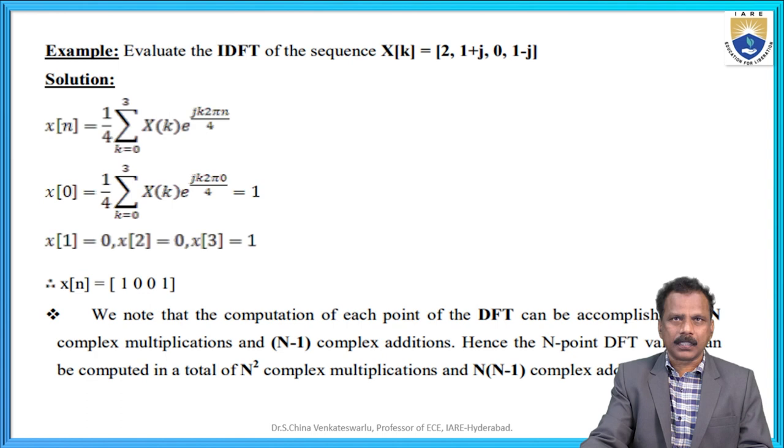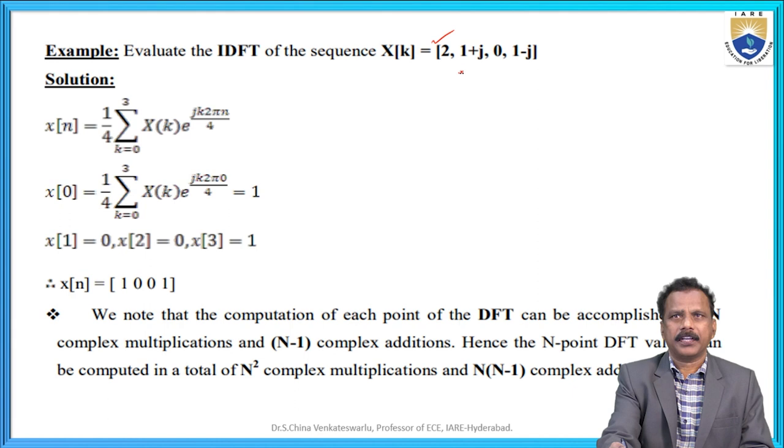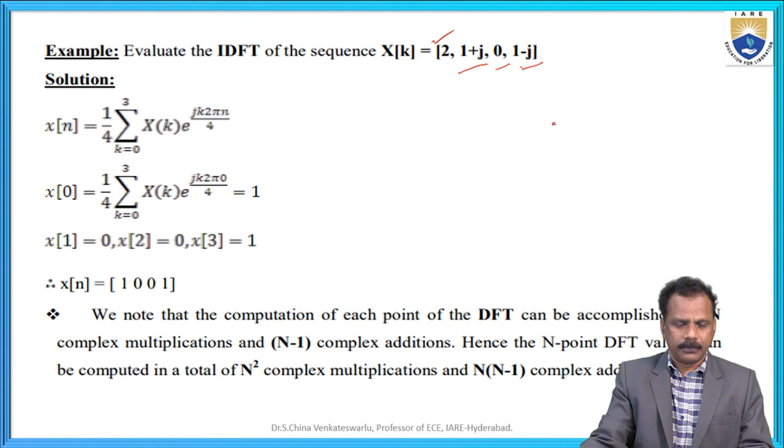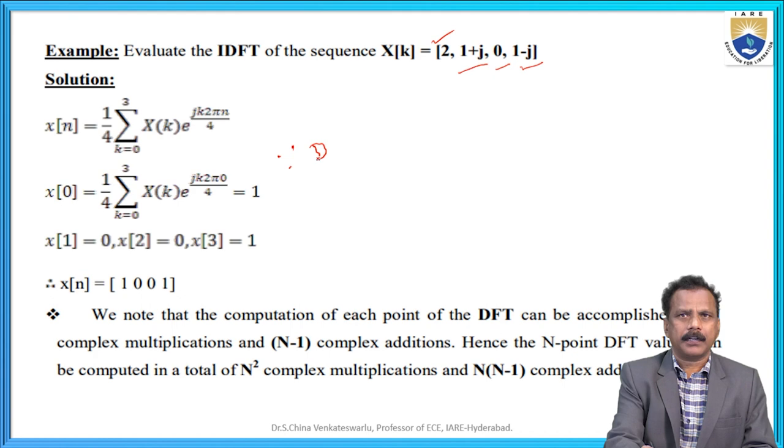Now we evaluate the IDFT, inverse discrete Fourier transform, of the sequence where X of k equal to 2, 1 plus j, 0, 1 minus j. We have just verified the DFT; now we come to the IDFT, inverse discrete Fourier transform, x of n.